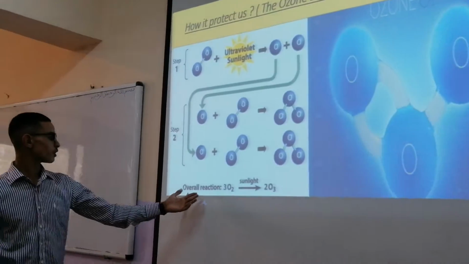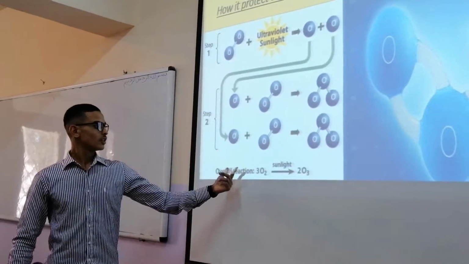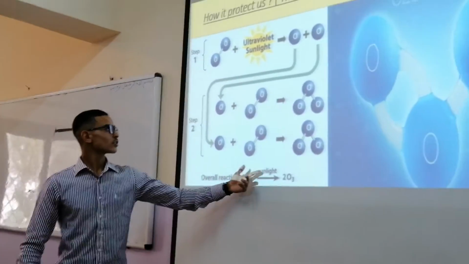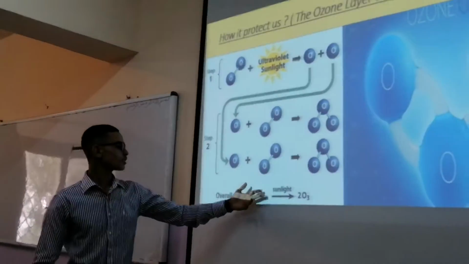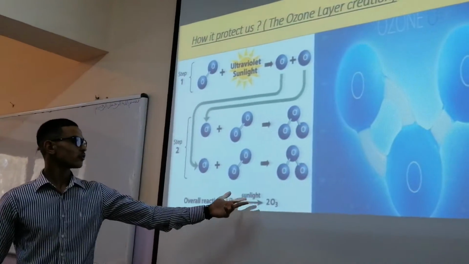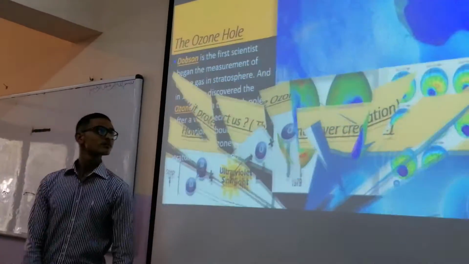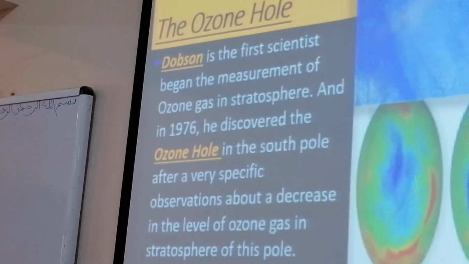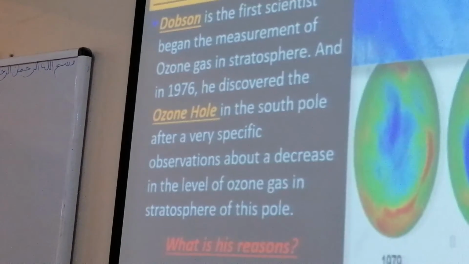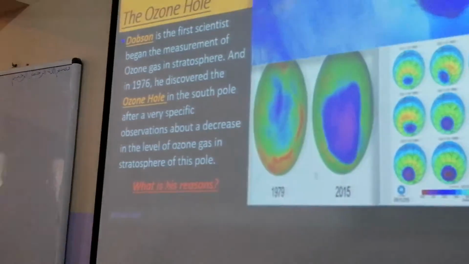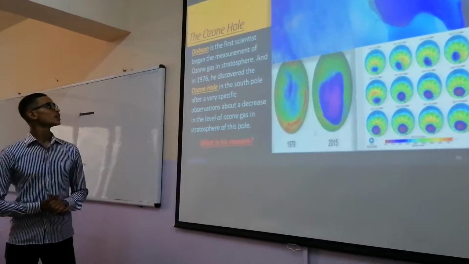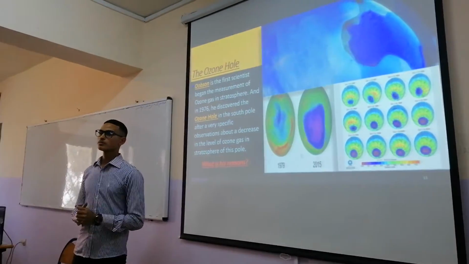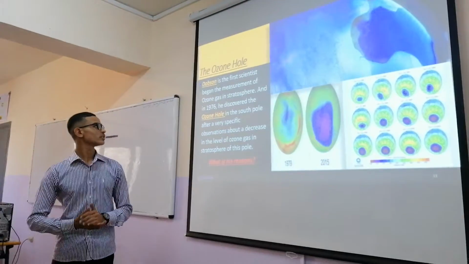And the overall reaction is: 3 molecules of oxygen with sunlight, or the ultraviolet reaction, give us 2 molecules of ozone. So after that, we have seen the importance of the ozone layer and its definition. Now we are going to see the big problem that has happened to it.